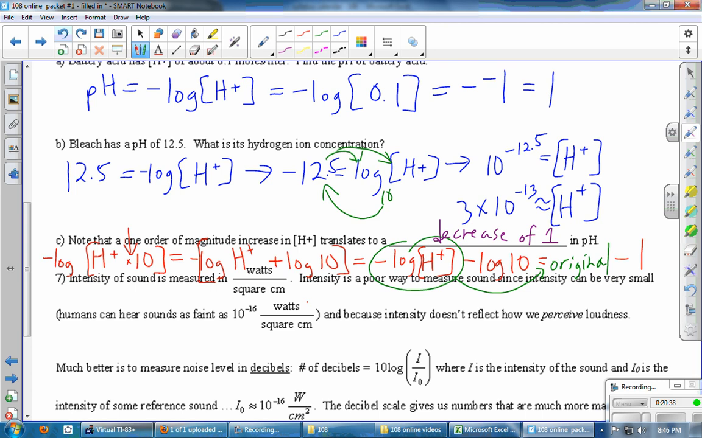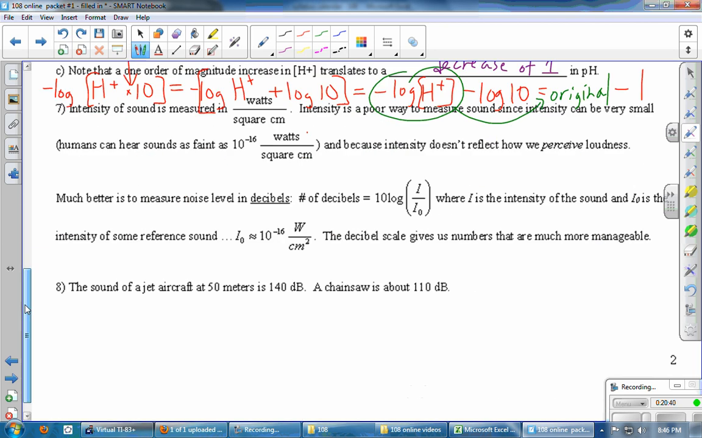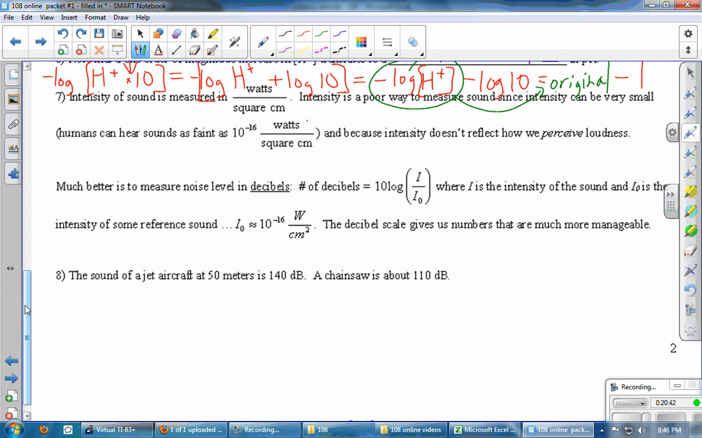Number 7, another example of logs outside of a math class. Intensity of a sound is measured in watts per square meter. Intensity is a poor way to measure sound since intensity can be very small. Humans can hear sounds as faint as 10 to the minus 16 watts per square centimeter. And because intensity doesn't reflect how we perceive loudness, much better is to measure noise level in decibels.